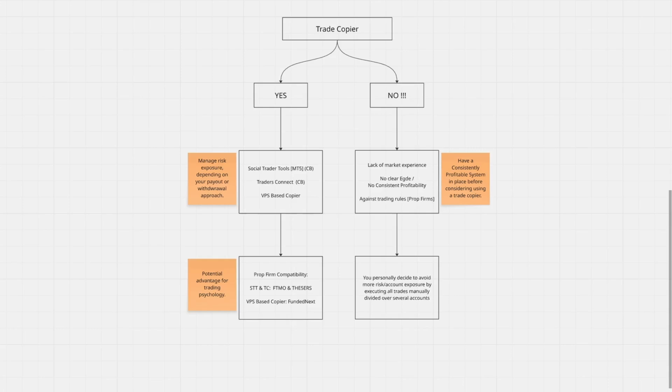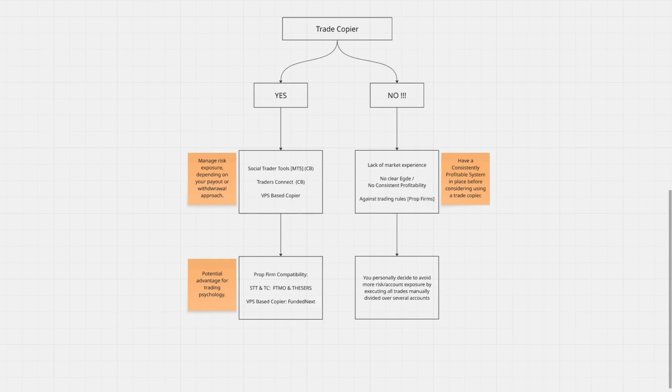So personally, if you are an MT4 or MT5 user, Social Trader Tools is an amazing platform. I have personally used it myself multiple times, and I still do for funded accounts and personal capital. It's a reliable trade copier which is cloud-based. So you have to make sure that if you are trading with a broker for personal capital, or if you're trading funded accounts or challenge accounts, the prop firm or the broker you're using allows a cloud-based trade copy software.